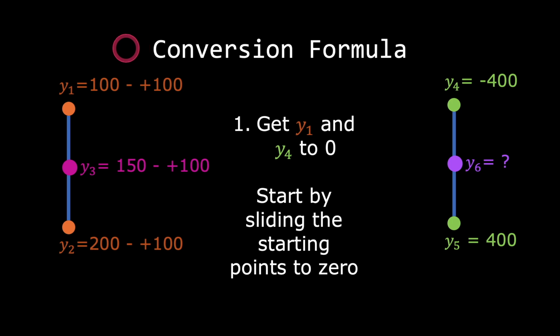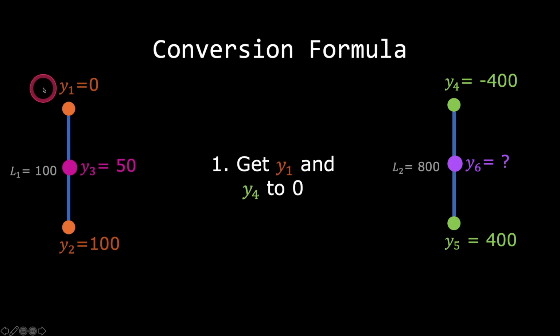In this case, for y1 or range 1, what we do is subtract everything by y1's value. So y1 equals 100 minus positive 100, y3 equals 150 minus positive 100, and y2 equals 200 minus positive 100. What this does is slide our range so that y starts at 0. Now, once we've gotten our range to start at the value of 0 while keeping the length the same, so length 1 is still 100, now we need to get y4 to 0 while keeping the length 800.